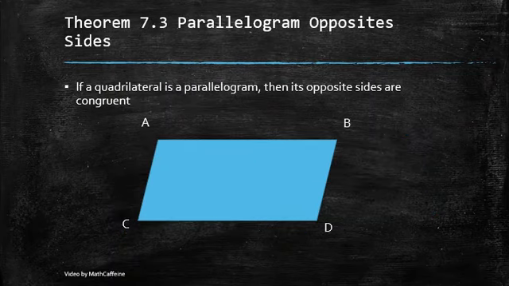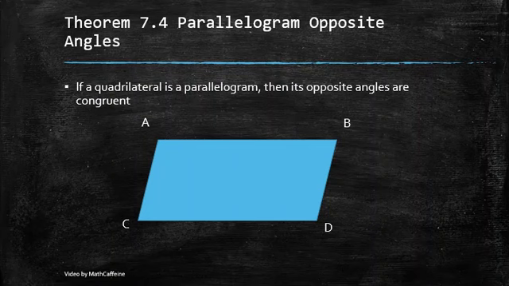The parallelogram opposite sides theorem states that if a quadrilateral, or a shape with 4 sides, is a parallelogram, then its opposite sides are congruent. Looking at this example, we are given that this quadrilateral is a parallelogram. Therefore, we can conclude that AB is congruent to CD and AC is congruent to BD.